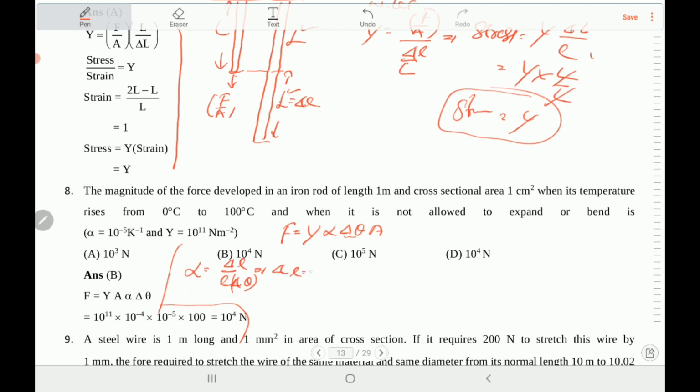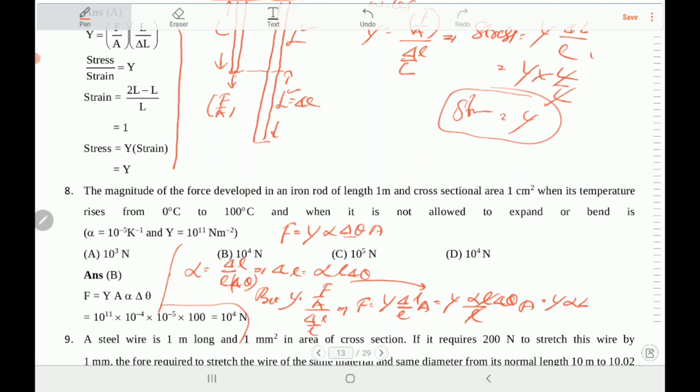So increase in length is alpha times original length into delta theta. But what is Young's modulus? Force per unit area, right? You want force, right? Young's modulus is once again delta L divided by L. So you solve for F. F is Y into delta L by L into A. Y into what is delta L? Delta L here, you put that value here. Alpha L delta theta divided by L into A. L cancels. So Y into alpha delta theta into A.